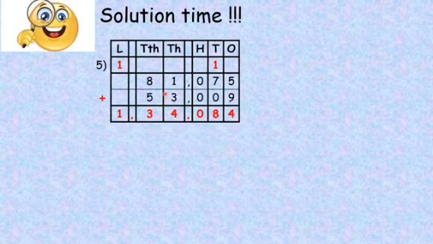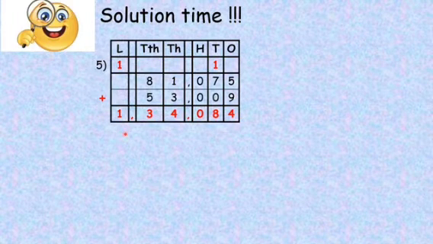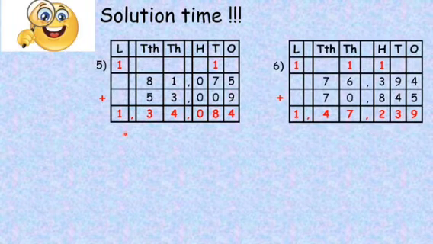Now here the problem is 81,075 plus 53,009. So the total sum becomes 1,34,084. Next problem, 76,394 plus 70,845. This gives you a sum of 1,47,239.